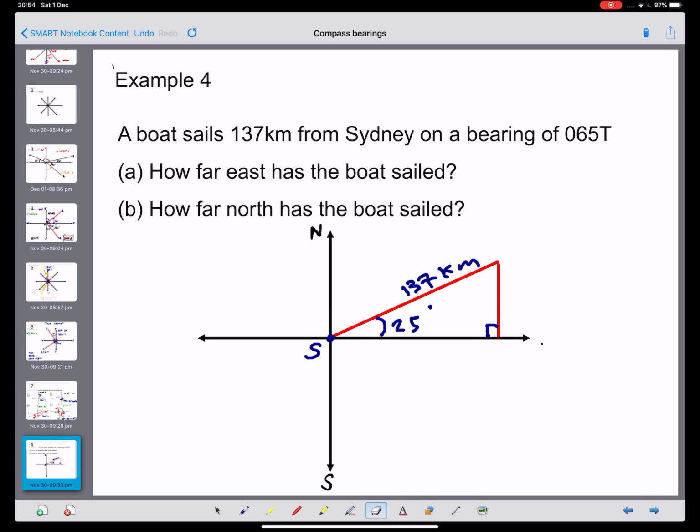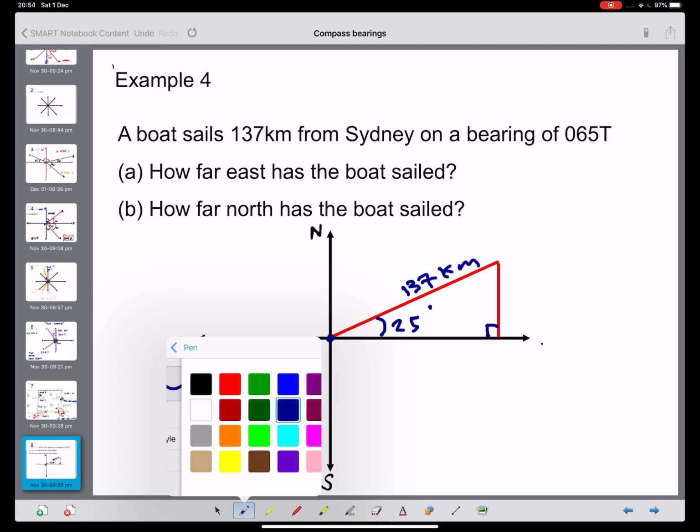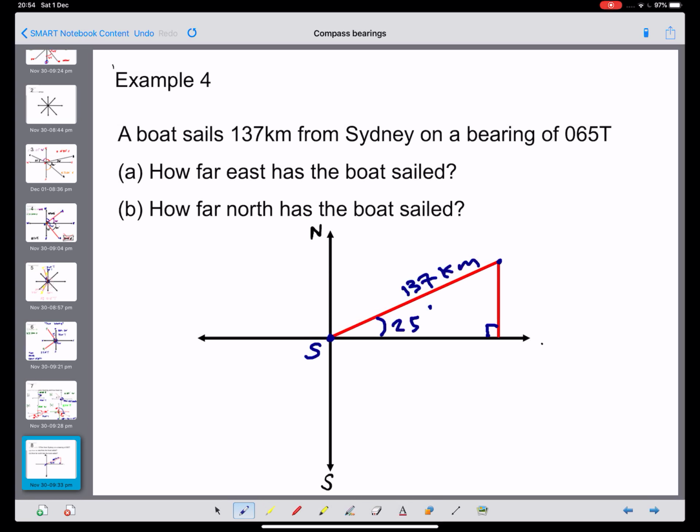Now the position of the boat is there. It's asking how far east, so we're looking at this direction. Let's label our right angle triangle using trigonometric terminology. This is the opposite, since it's opposite the angle. The longest side is the hypotenuse, and this is the adjacent because it's next door to the angle. So we need the east distance, which is the adjacent, and we've got the hypotenuse.